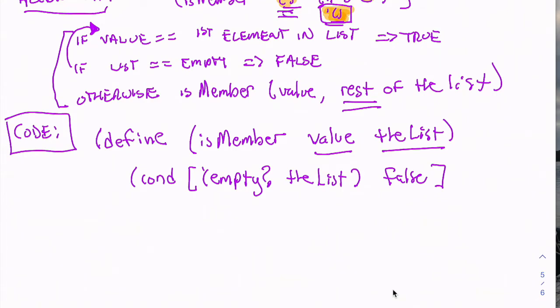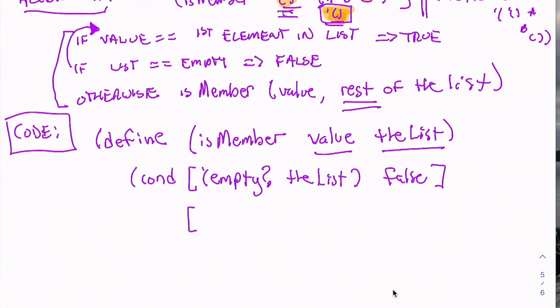But we also want to make sure that this is okay. We should be able to do isMember empty list, and that should return true. And that particular isMember will return true even with this cond statement that we have here.